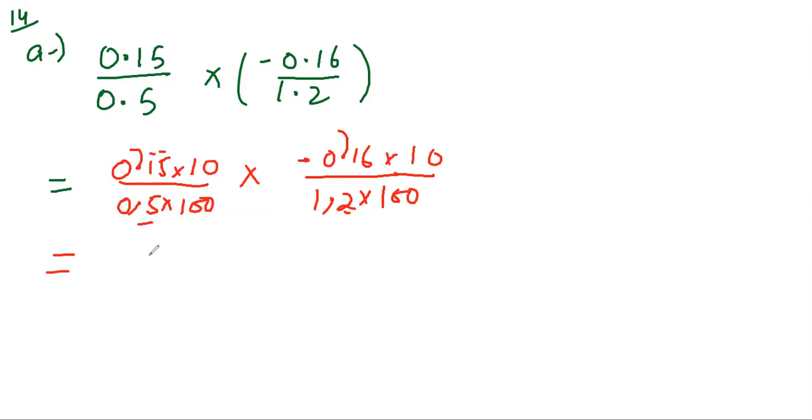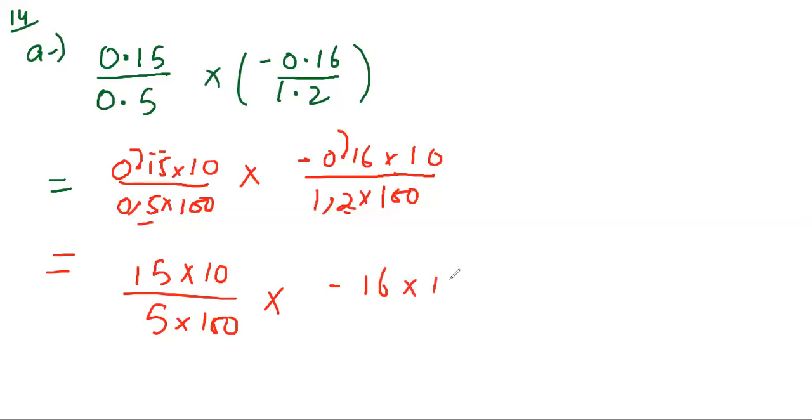So now we can write the equation without decimals, that is 15 multiplied by 10 divided by 5 multiplied by 100, minus 16 multiplied by 10 divided by 12 multiplied by 100. So now this is very easy to solve because we have removed all the decimals. Now this 0 can be cancelled with this 0. This 0 can be cancelled with this 0.